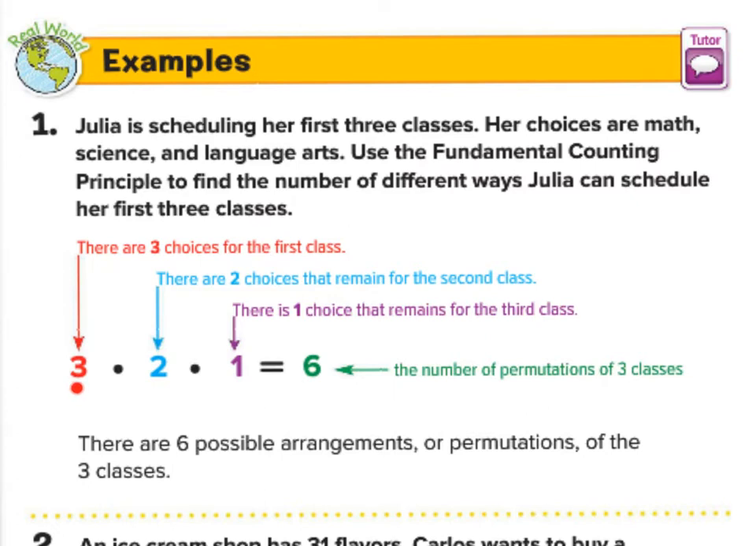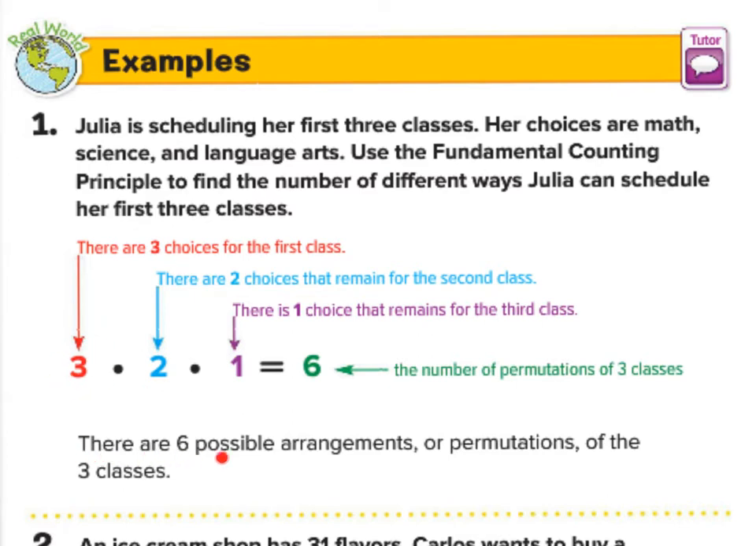Let's say she chooses math. Now she only has language and science to choose from. Let's say she chooses science. Now she only has language to choose from, right? When you actually use the fundamental counting principle, you can just simply multiply all 3 of these and you will get 6. There are 6 different ways to organize or to create sequences with these 3 courses.